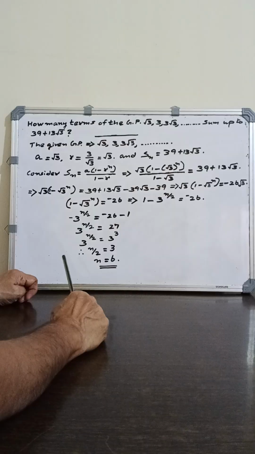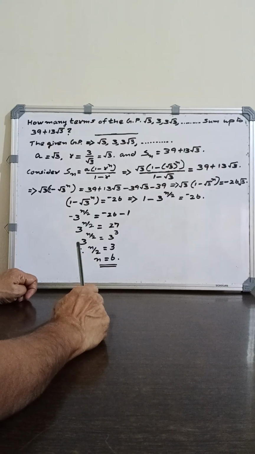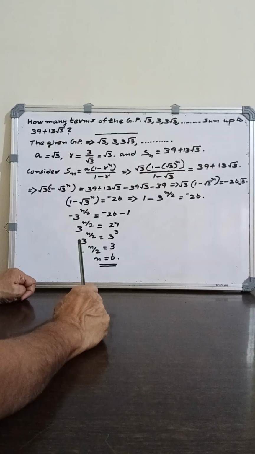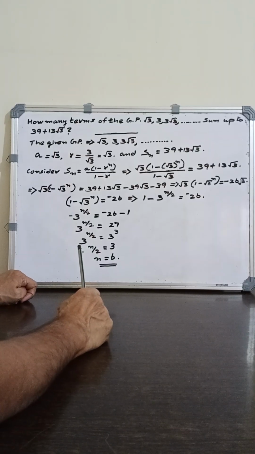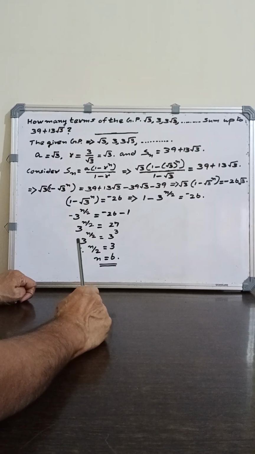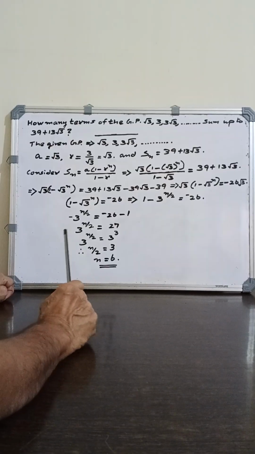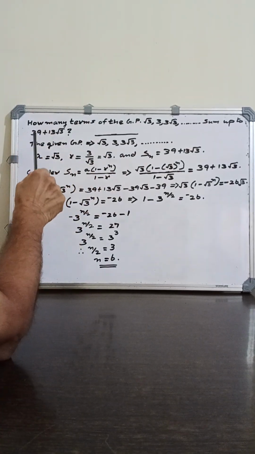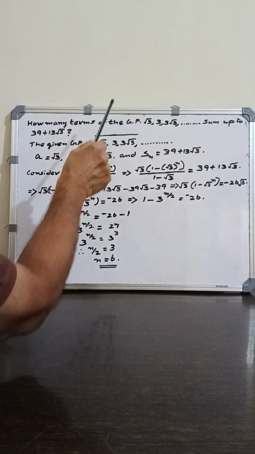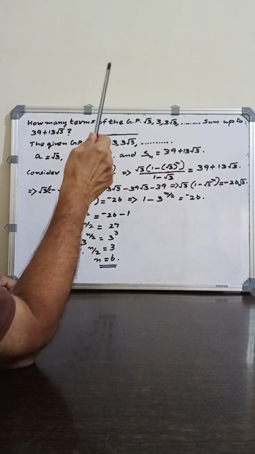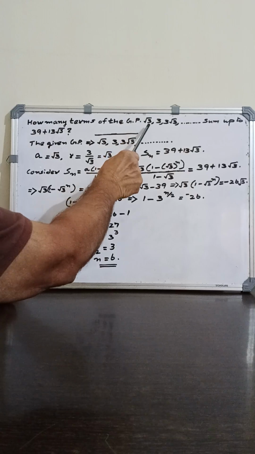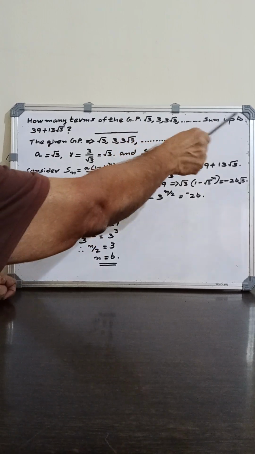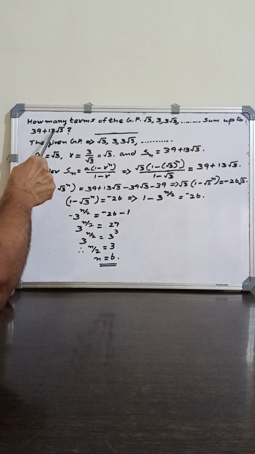Here we are discussing 11th standard mathematics progression, especially geometric progression. Sequences, mathematical sequences, geometric progression. Here is a question which is indirect. How many terms of the GP? GP means geometric progression. Root 3, comma 3, comma 3 root 3, etc. Sum up to 39 plus 13 root 3.